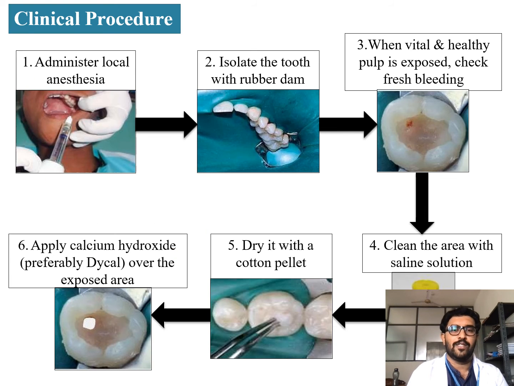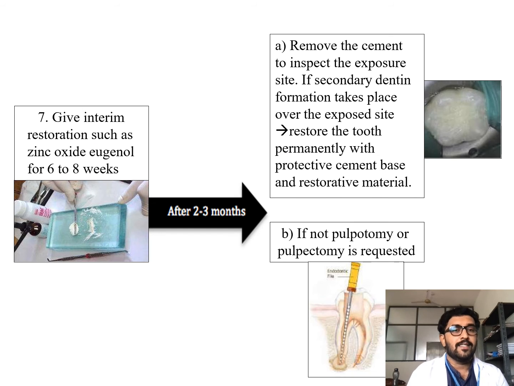What are the clinical procedures we go through? Administer local anesthesia, isolate the tooth with rubber dam, as you know. When vital and healthy pulp is exposed, check for fresh bleeding. Next, apply calcium hydroxide over the exposed area, you know that one. Dry it with a cotton pellet and clean the area with saline cotton. Next, give interim restoration, that is an intermediate restorative material such as zinc oxide eugenol, for 6 to 8 weeks.